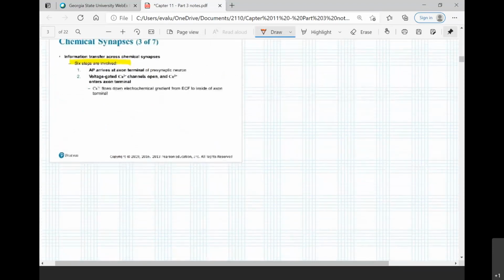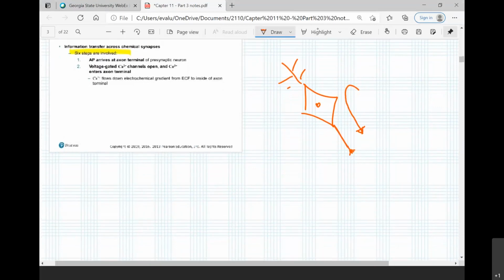6 steps. The first one is you have an action potential at the axon terminal. So if this is my lovely little neuron, here's my dendrites, here's my axon. We're sending the signal down this axon. It's going to arrive at the very end at that synapse, at the terminal of the presynaptic neuron.